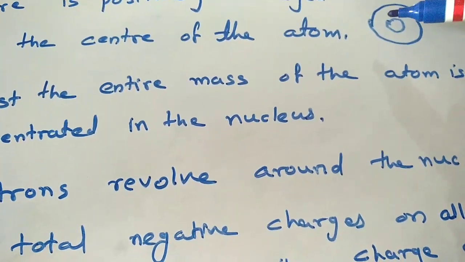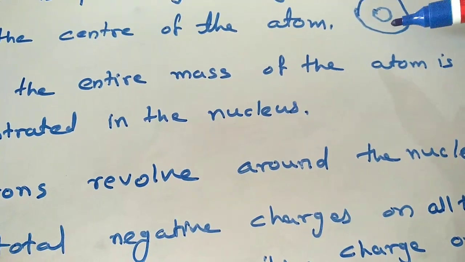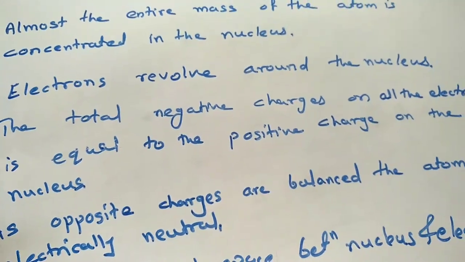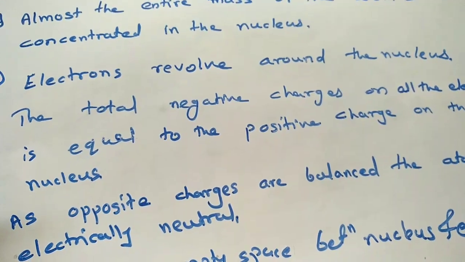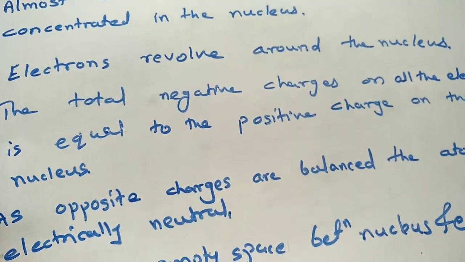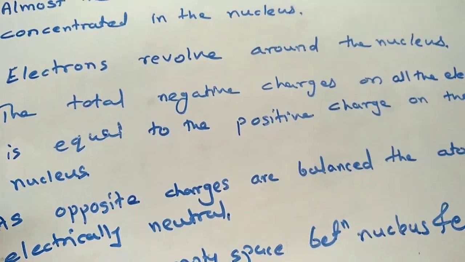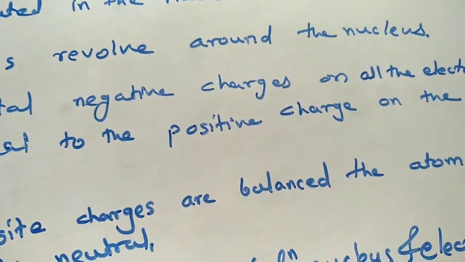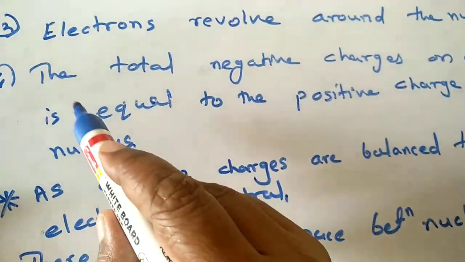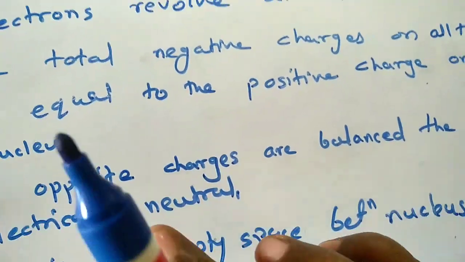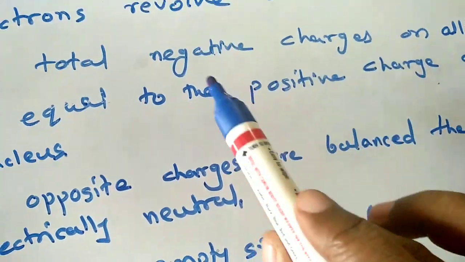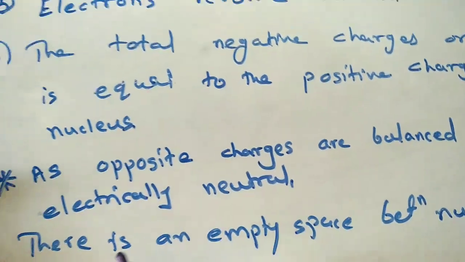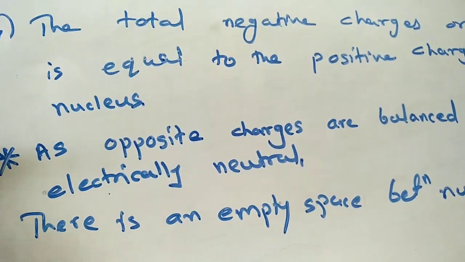According to Rutherford, electrons revolve around the nucleus. They keep on revolving around the nucleus. We know that electrons are negatively charged particles, and they are highly energetic, so they keep on revolving. The total negative charge on all the electrons is equal to the positive charge on the nucleus. As the total negative and positive charges are balanced, an atom is electrically neutral.